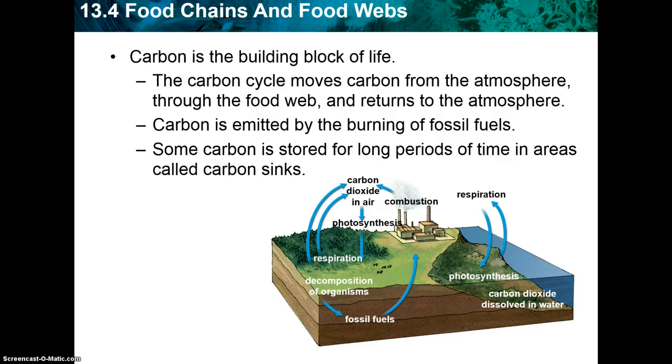Carbon is the building block of life. It's very, very important. The carbon cycle then is a very important cycle. The carbon cycle moves carbon from the atmosphere through the food web and returns it back to the atmosphere. Carbon is emitted by the burning of fossil fuels, which would be like gasoline in your car. Some carbon is stored for long periods of time in areas called carbon sinks, which is how we get that fuel for your vehicles. That's why we drill into ocean beds to get oil.